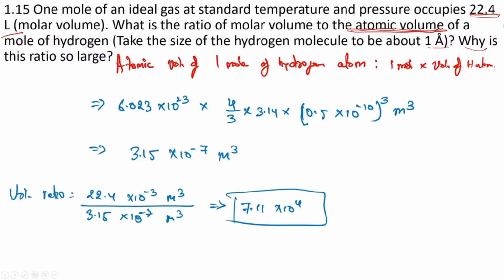So it represents the molar volume is of order of 10 raised to the power 4 times greater than the actual atomic volume that 1 mole of hydrogen contains. So the ratio gives us an idea of the intermolecular structure in gas media. The size of the separation is much larger than that of the size of the individual hydrogen atoms.